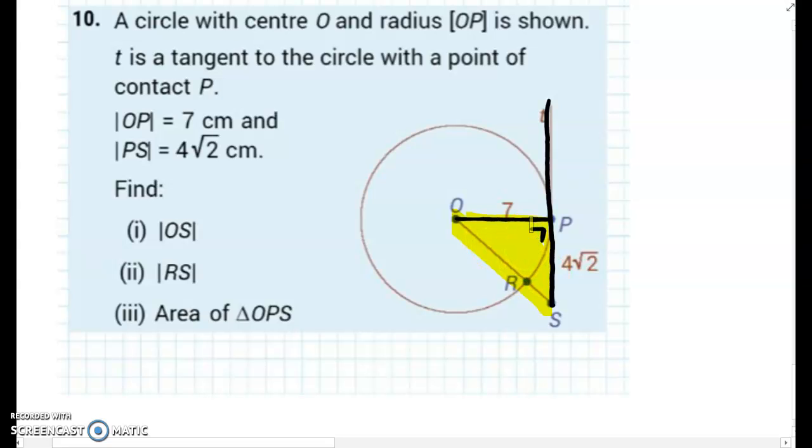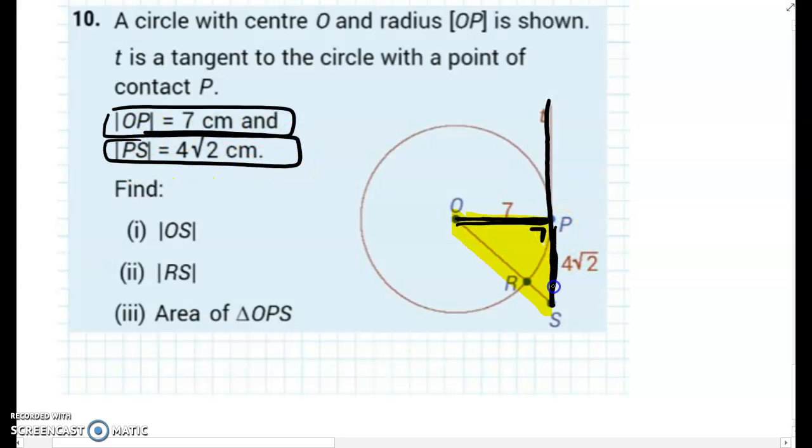So when it's a right angle triangle, it's a lot easier to find things because we can use the Theorem of Pythagoras. You can only use the Theorem of Pythagoras in right angle triangles. That's why they're telling you it's a tangent, so that you'll know that that angle there is a right angle. OP is 7. Yeah, that's there. And PS is 4 root 2. That side there. Okay. Find OS.